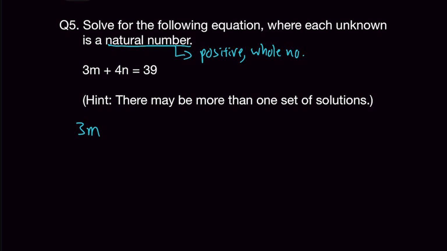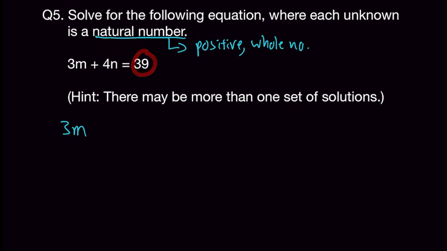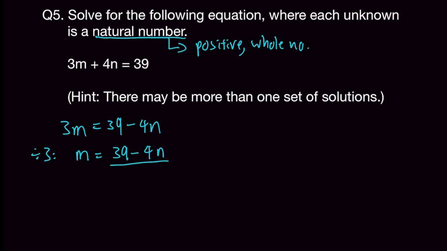So we have 39 over here, which is good, but we want to move the 4n over to the right hand side of the equation. So we have to minus away 4n. The next step is to remove the 3. How do we remove the 3? Just to have our m on the left hand side, we need to divide by 3 throughout the equation. So m equals 39 minus 4n over 3.